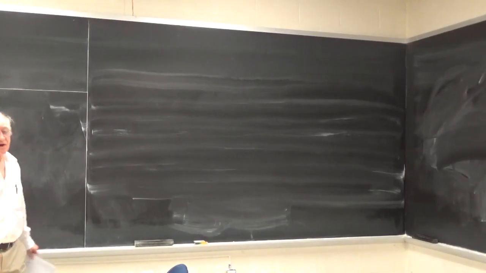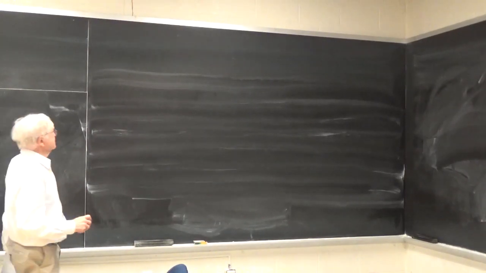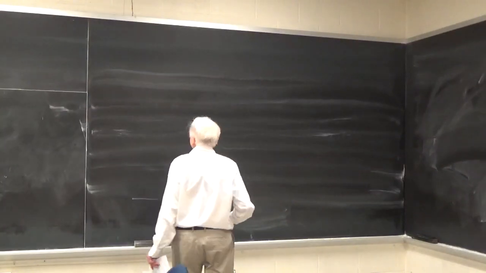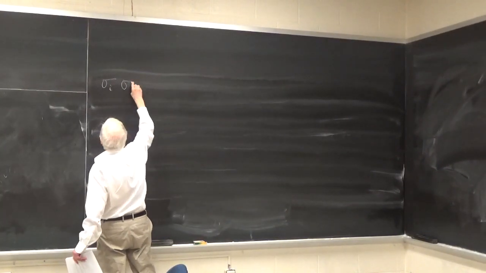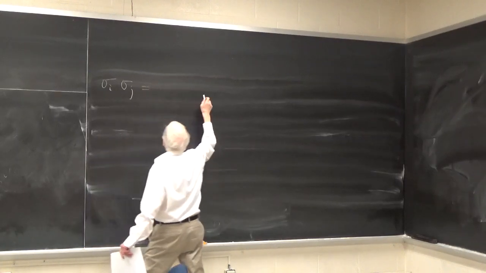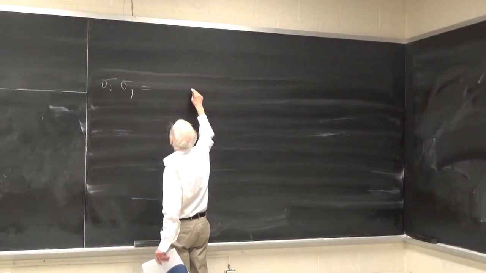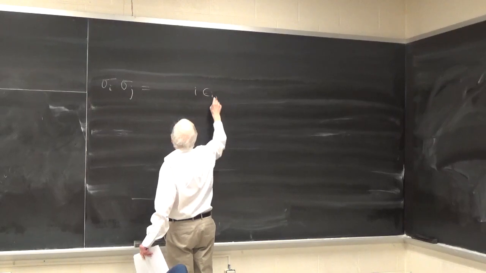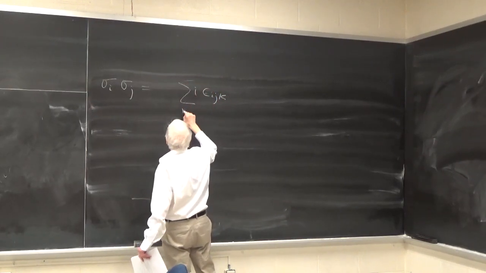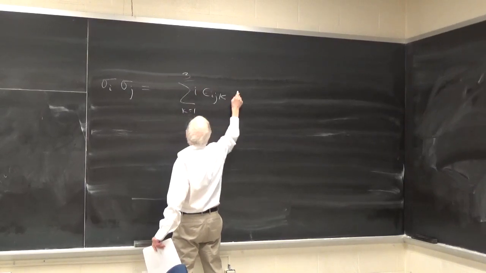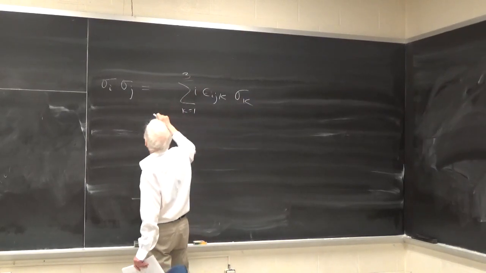Let me start by correcting something that I said that wasn't quite right in the problem session. I said that sigma_i sigma_j was i epsilon_ijk summed k equals 1 to 3 sigma_k.